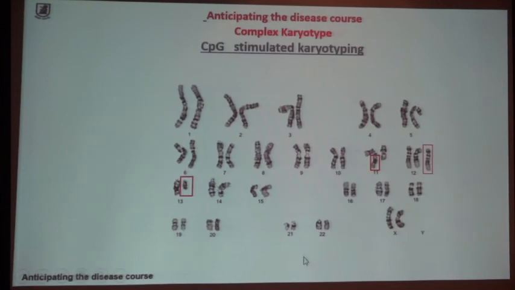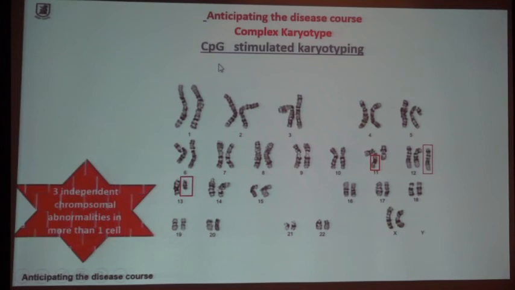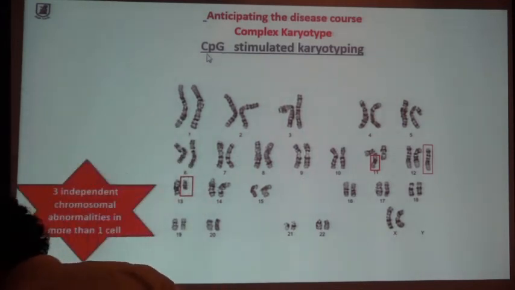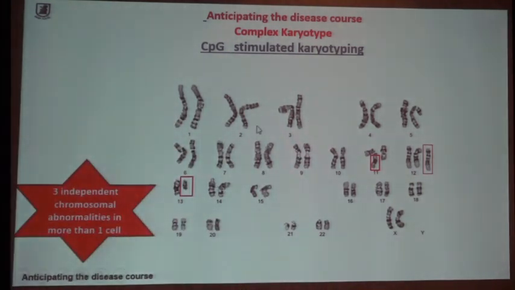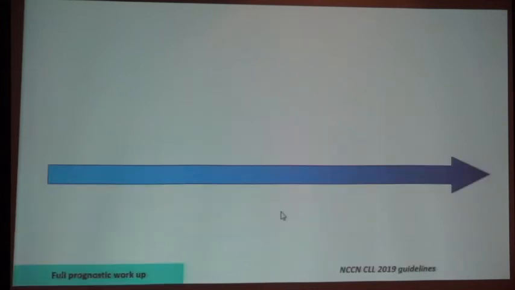What's rising and very, very important is that if we add a stimulated karyotype, a CpG (cytosine phosphate guanosine) stimulated clone of the CLL clone, which usually tends to be non-dividing, we can have a metaphase. A metaphase with 3 independent chromosomal abnormalities in more than one cell is a very, very bad prognosis, even in the absence of unmutated IGHV and even in the absence of 17p. This is the worst prognosis there is.